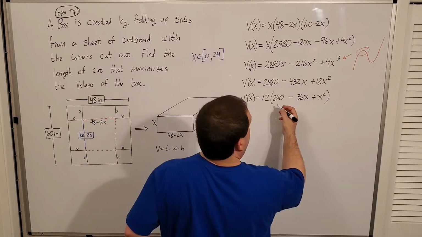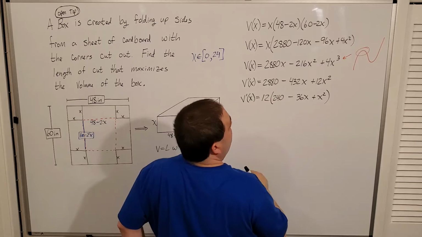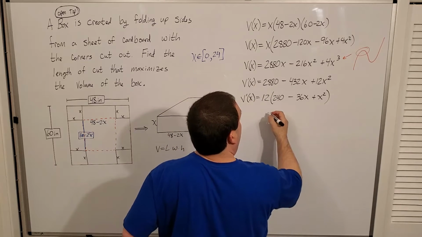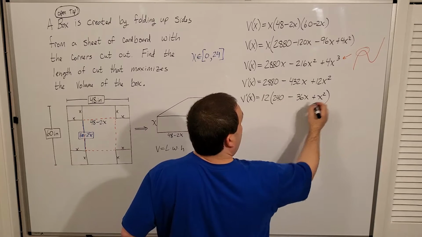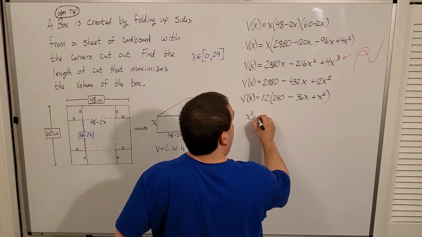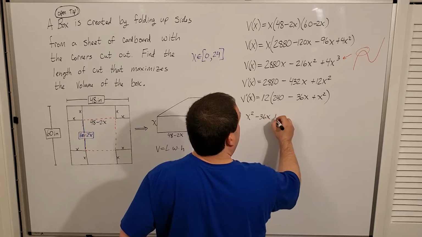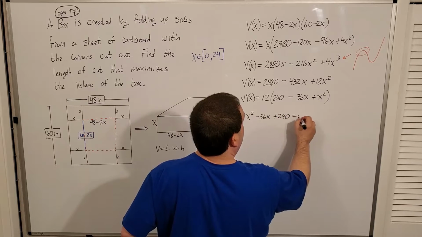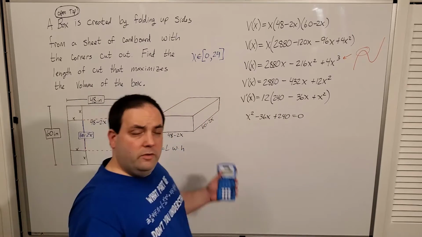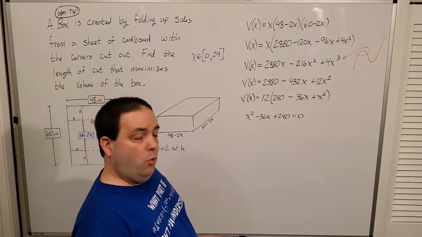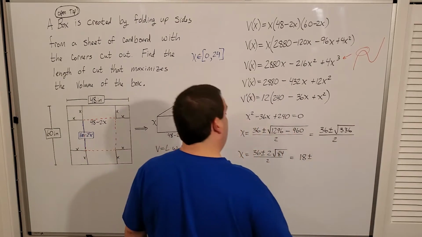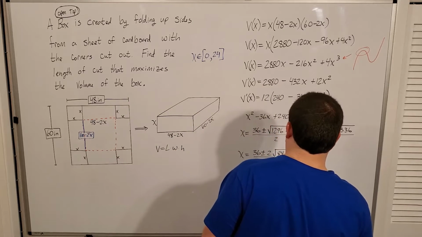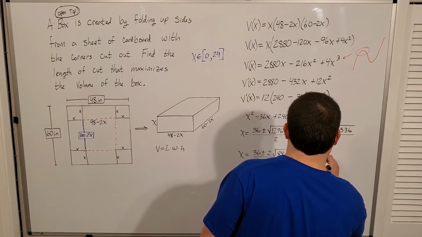So basically what's happening is I want where the derivative is equal to 0. So I'm really just going to be setting this piece right here equal to 0. x squared minus 36x plus 240 is equal to 0. So I'm going to just use the quadratic formula. I have 18 plus or minus the square root of 84.